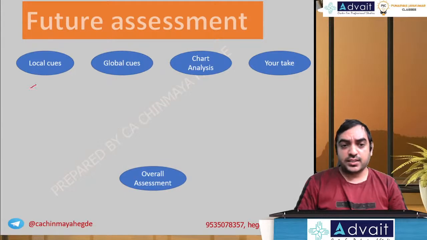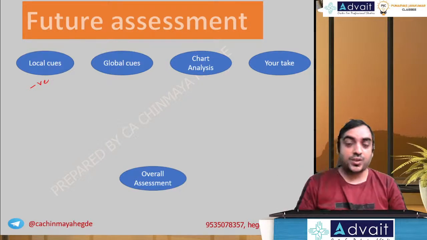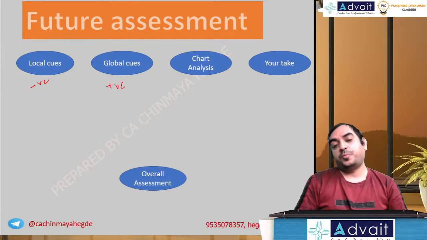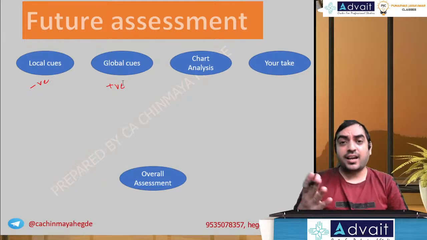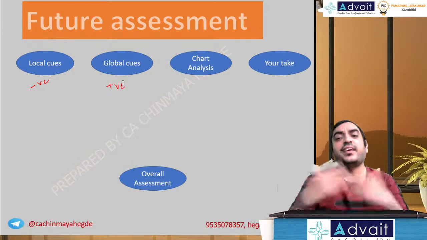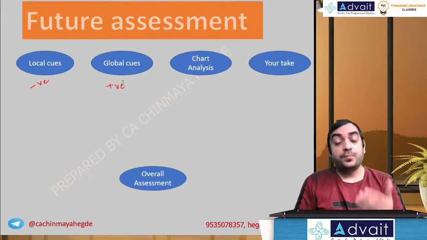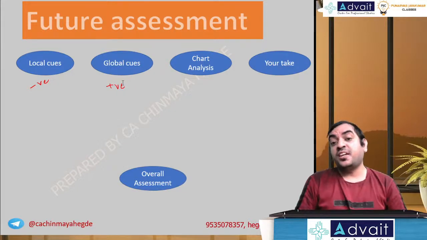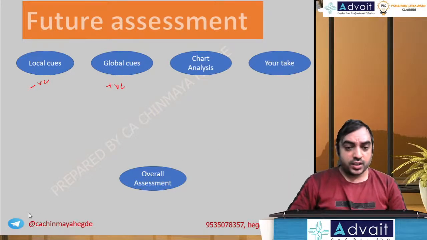Local cues are still negative. Mixed, I would say, but still lockdowns are happening, so still negative. And yesterday the market was down drastically towards the end. Global cues have turned positive now, because yesterday Nasdaq had a good rally. They have increased like anything, crazy increases. Dow Jones was also up, because the previous 3 days the US market was down and the next 3 days it was up.